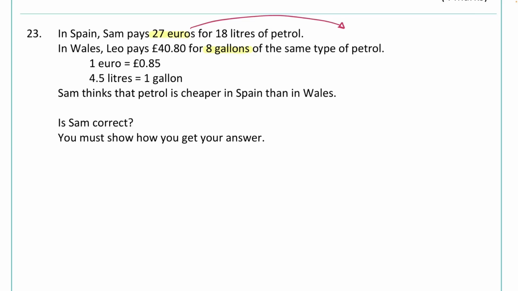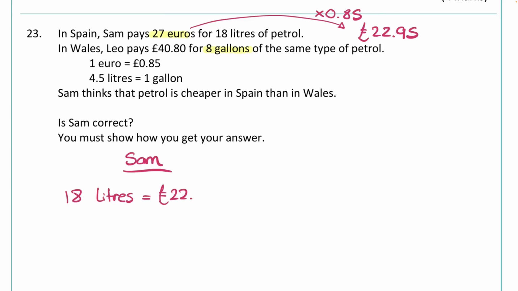To get that into pounds, we're going to times it by 0.85. So 27 times 0.85 gives us, in pounds, £22.95. So for Sam, which is already in litres, we have 18 litres, and that costs £22.95. The next one, we're going to work out Leo.